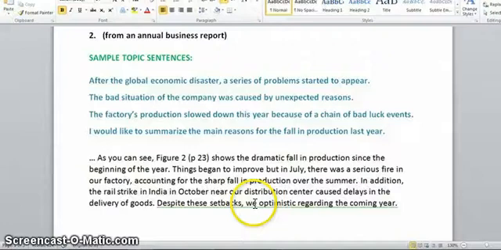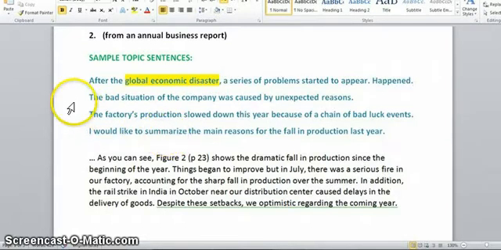So if we look here, after the global economic disaster, a series of problems started to appear. Well, suddenly we have an idea here, global economic disaster, which doesn't seem to appear anywhere in the paragraph. It may have appeared earlier in the text, but we don't know that. A series of problems started to appear. Well, they didn't appear. We've got a problem here with the language, with the word appear. They happened. Let's look at the next one.